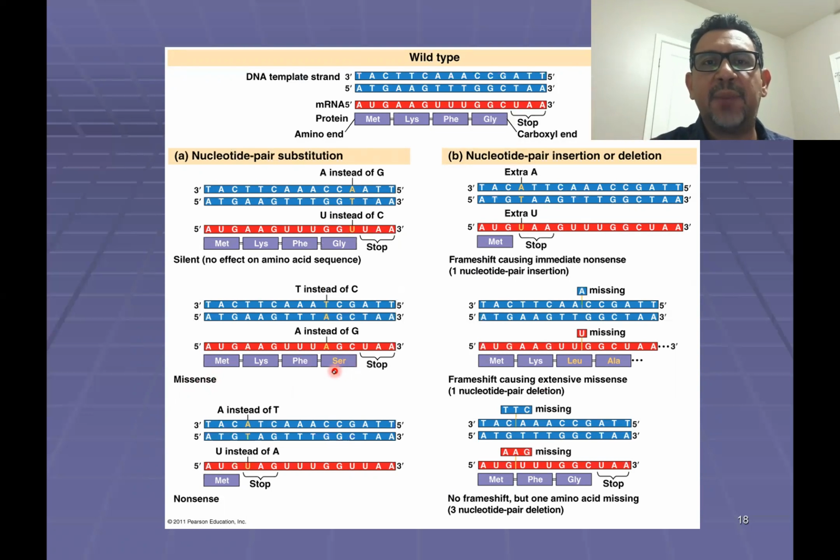If the base substitution happens earlier, for example, as we have the second codon here, AAG, now let's look at the mutated DNA. We have UAG.